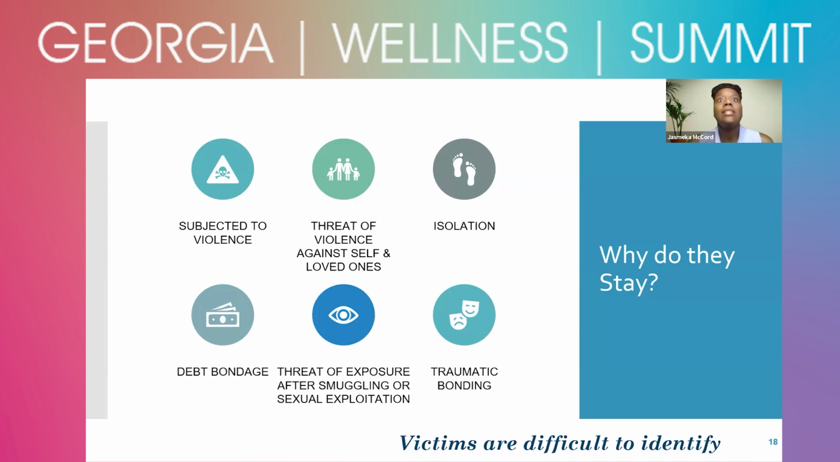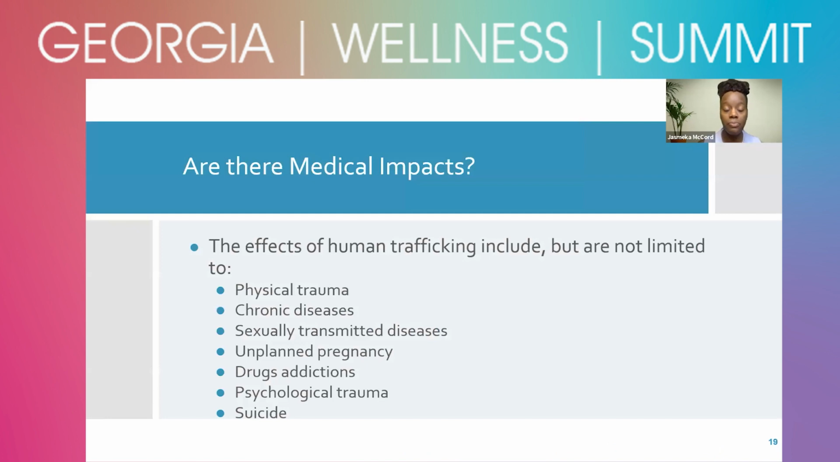They may be isolated away from others so that they are unable to escape. They may have some type of debt bondage, a threat of exposure, traumatic bonding. One thing they may say is, if you run away, or if you get away, then I'm going to put all your business out there. Maybe they'll put pictures that they've captured during the acts and expose them to the world. This is exploitation, so it is not an easy way to get out of this. The victims are especially difficult to identify because of these coercive ways in which they keep them.